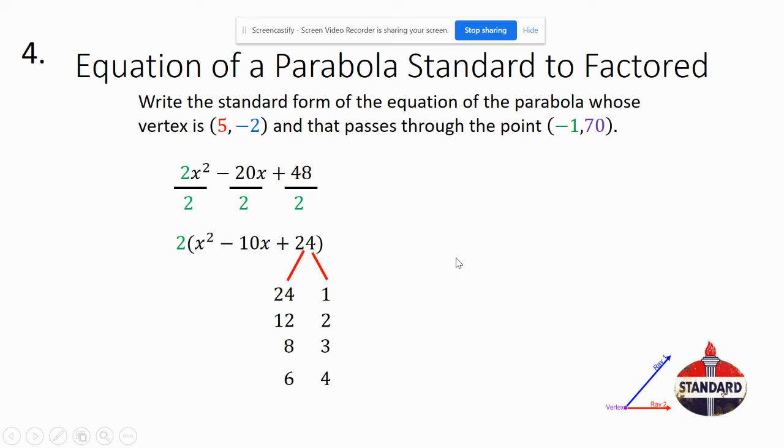And then I'm just going to factor the 24. The factors of 24 are 1 and 24, 2 and 12, 3 and 8, and 6 and 4. Because that's a plus sign, I'm going to put a plus between them. And I'm looking for which of these add to make the number 10. 10 is my middle term, and the 6 and 4 make 10.